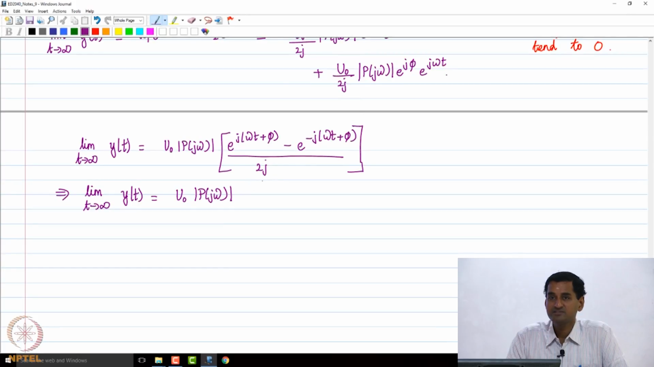What's the term in the square bracket? Sine, right? From Euler's relationship, it's going to be sine of omega t plus phi.